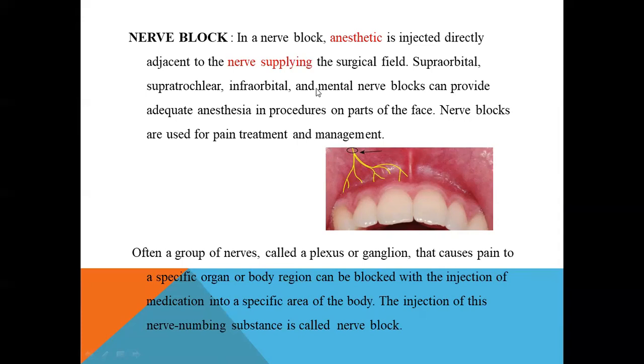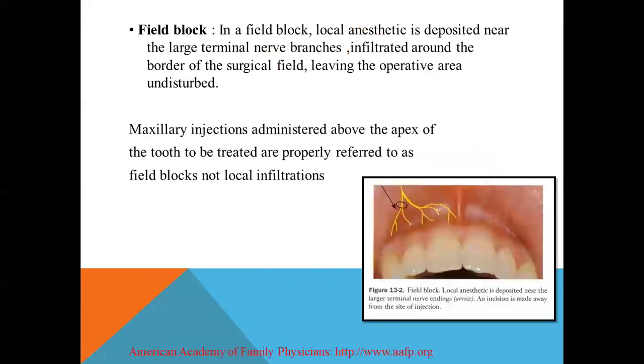So the pain to a specific organ or body region can be blocked with injections of medication into the specific area of the body. The injection of this nerve numbing medication is called a nerve block. So now we have seen the three types: local infiltration, field block, and then nerve block.